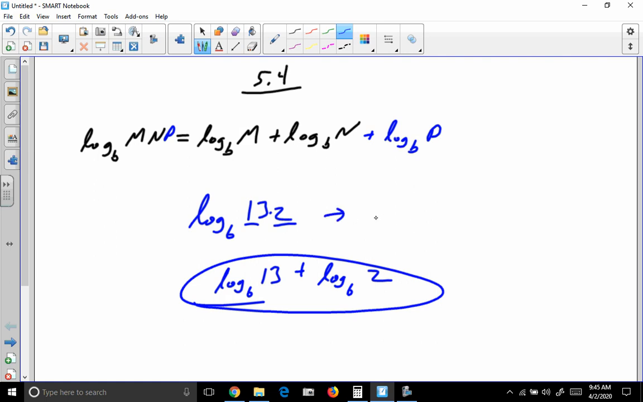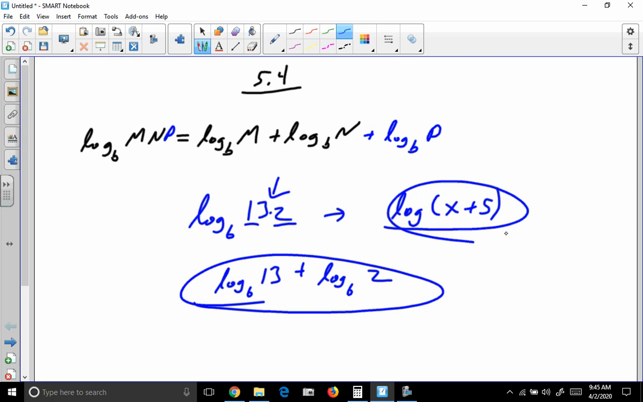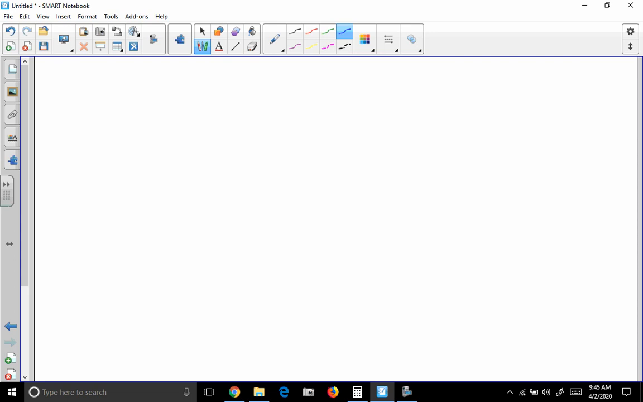We have to be careful. Occasionally we'll have a sum on the inside, like x plus 5. We do not have a property to express this as separate logs. So that doesn't break down any farther. But if we have a product in here, we can break that into separate logarithms. So let's try and take a look at another one.